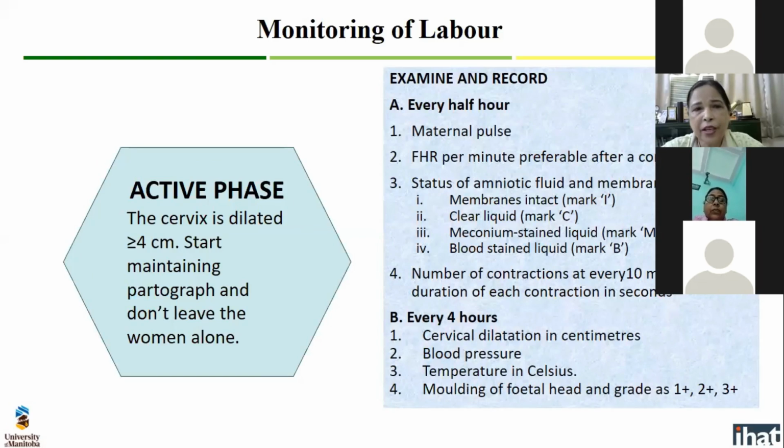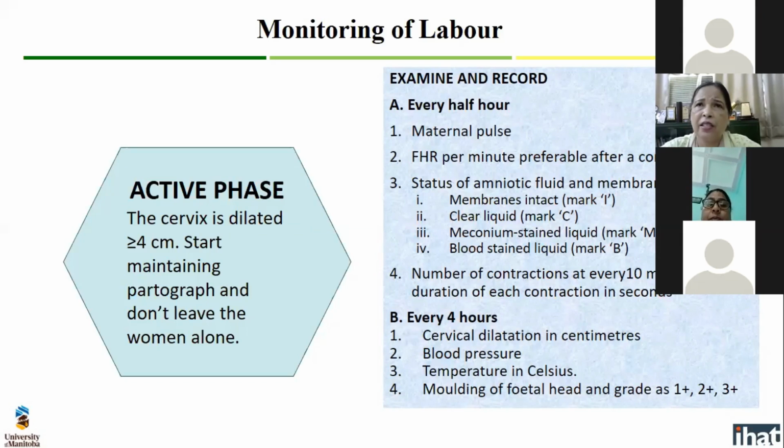Now the active phase, now it's time to plot a partograph. And in the partograph, there are certain things that have to be recorded half hourly. In half hourly, you have to plot the fetal heart rate. Ideally, we are also plotting the fetal heart rate hourly or half hourly. Maternal pulse, again the status of the amniotic fluid and membrane, they have to be recorded.